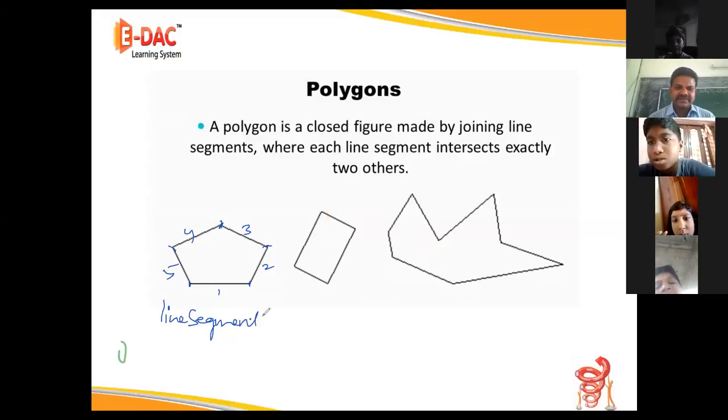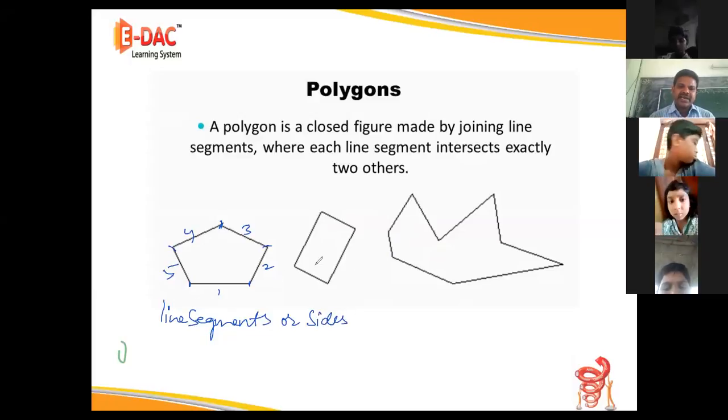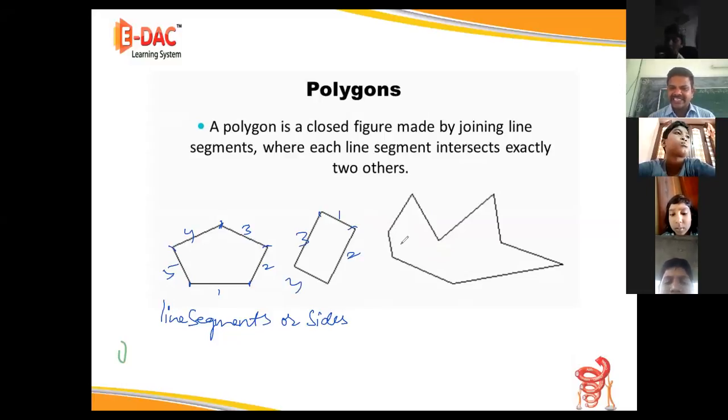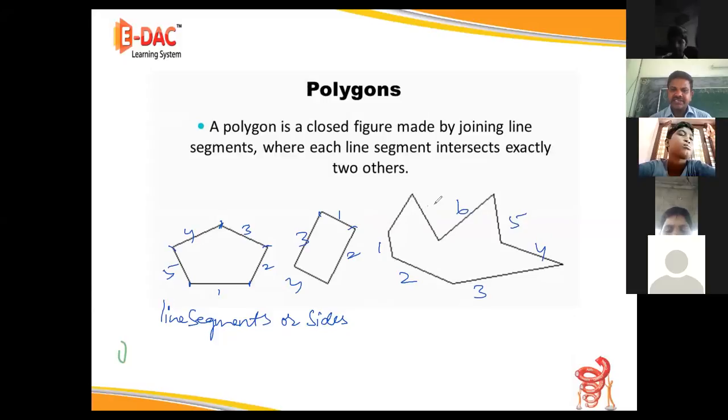Line segments and the sides both are the same. Okay, next, here, this is also a polygon where each line segment intersects exactly two others, right? So there are 1, 2, 3, 4 line segments. This is also a line segment. These are also line segments joining each other to form one figure, 2, 3, 4, 5, 6, 7, and 8. All these are made by line segments, so what are they called?